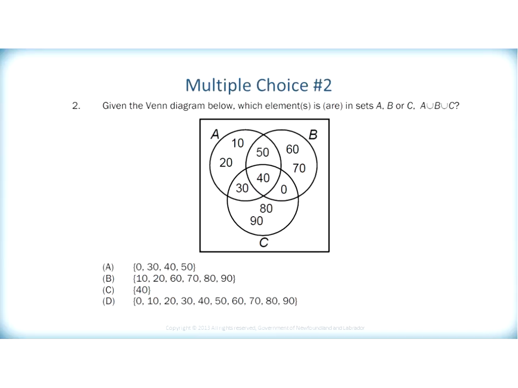Let's look at another Venn diagram, multiple choice number 2. Given the Venn diagram below, which elements are in sets A, B, or C? That is the union of A, B, and C. So that means anything in A or B or C. And so when we look here, we have 0, 10, 20, 30, 40, 50, 60, 70, 80, 90. All the elements are inside, and of course our answer would be D.